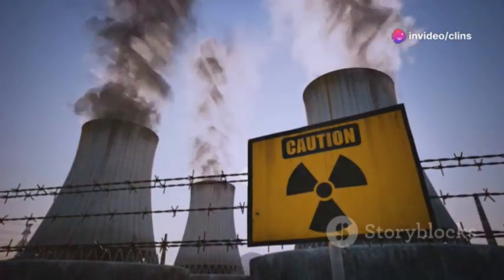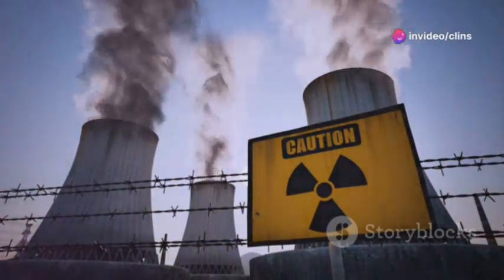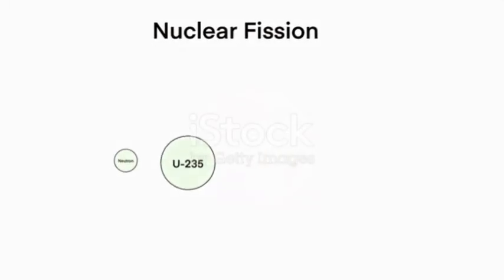When a heavy nucleus absorbs a neutron, it becomes unstable and splits into two smaller nuclei. This splitting releases a large amount of energy in the form of kinetic energy of the fragments and electromagnetic radiation. Additionally, it releases more neutrons, which can induce fission in other nuclei, leading to a chain reaction.